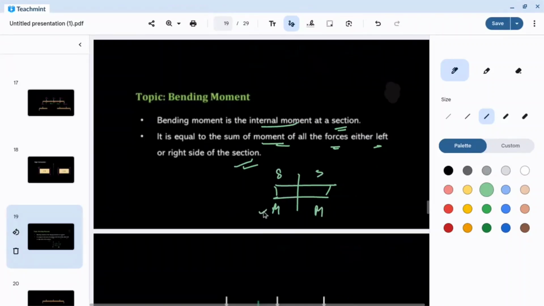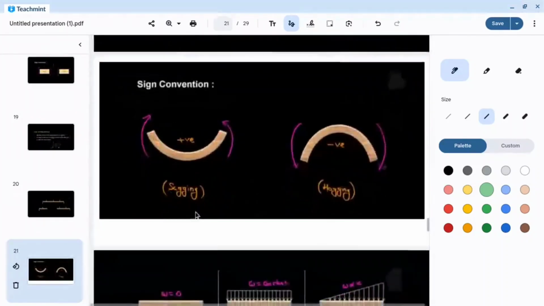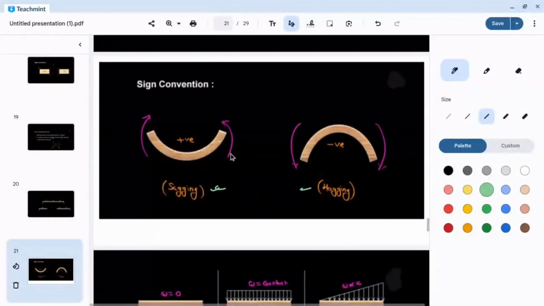Bending moment sign convention. It is sagging and hogging.